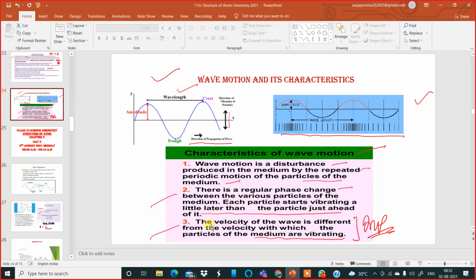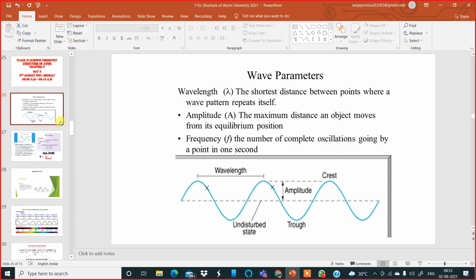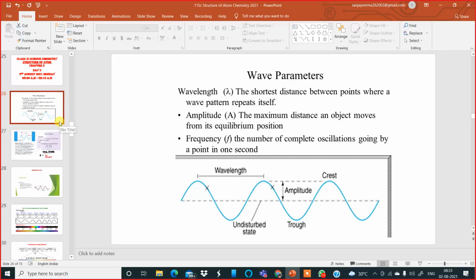Number 3, the velocity of the wave is different from the velocity with which the particles of the medium are vibrating. So this number 3 is a very important point to keep in mind. Moving further, today's class is on wave parameters. Let us discuss the wave parameters in today's class.